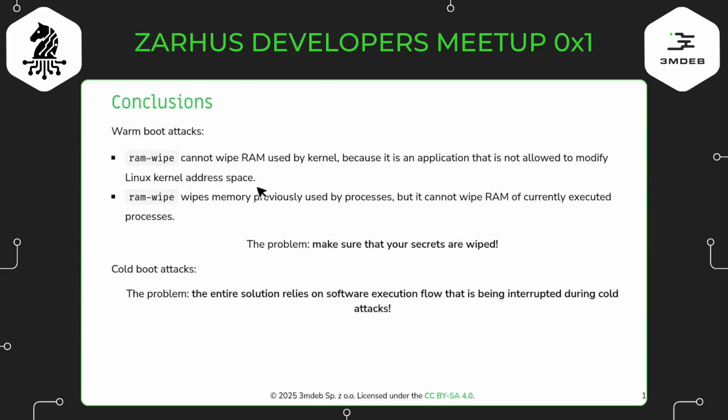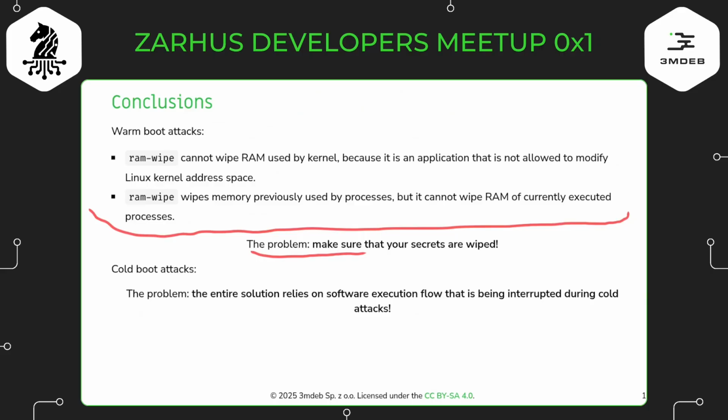And the more general conclusion: RAM wipe cannot wipe memory that is in use. You can even see during the wipe stages that you will get the out-of-memory killer for ZDM. This is because RAM wipe is trying to zero out memory that is not assigned to it. It is limited by the operating system.